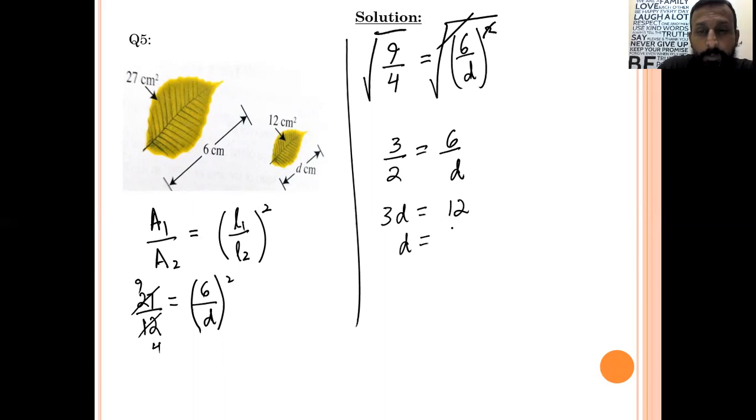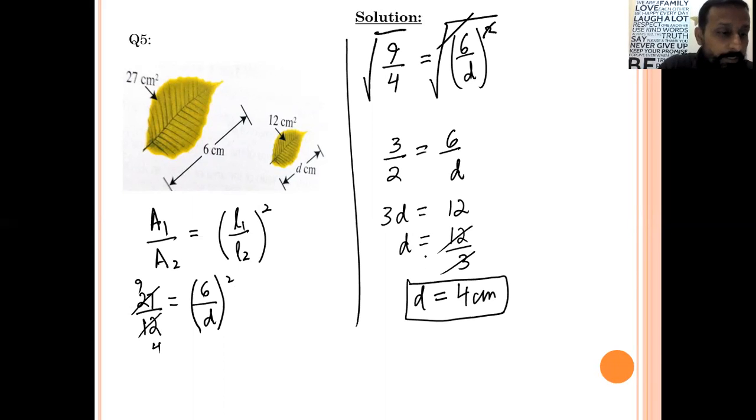D is equal to 12 divided by 3, and 3 ones are 3, 3 fours are 12. D is equal to 4 centimeters. I hope this makes sense to you guys. Okay, again we have used the same formula and we found the unknown length L2 by plugging in the values in the formula and simplifying it, cross multiplying the two denominators on either side, and we found D is equal to 4 centimeters.